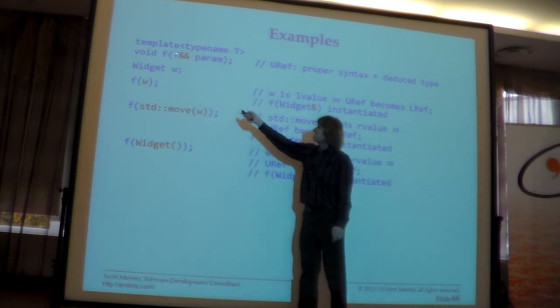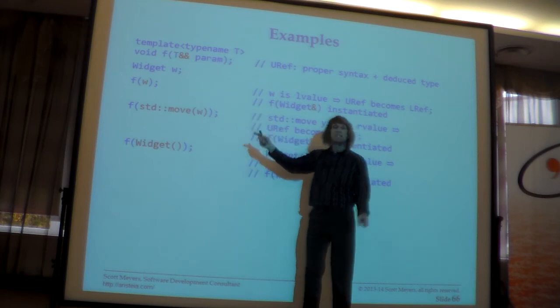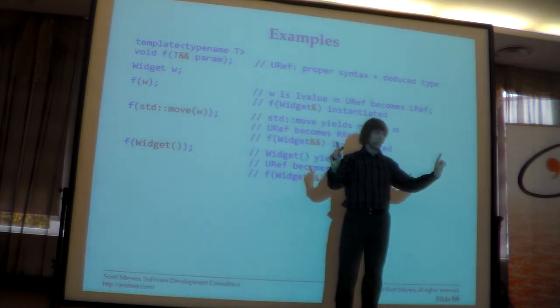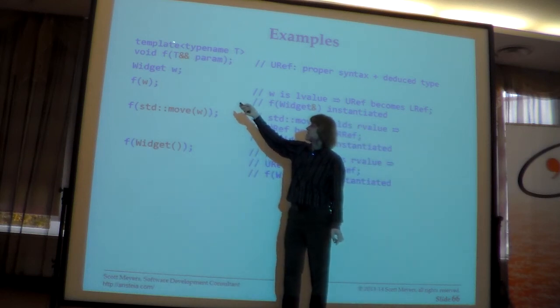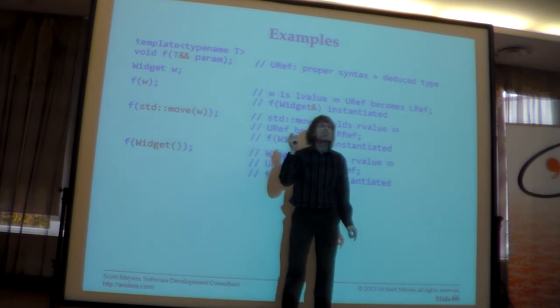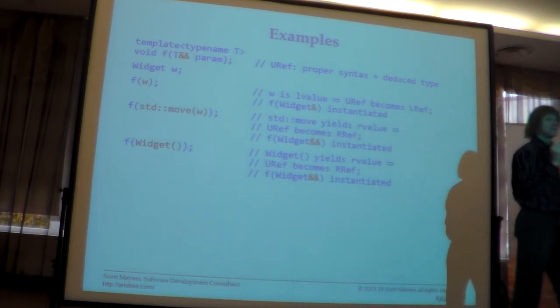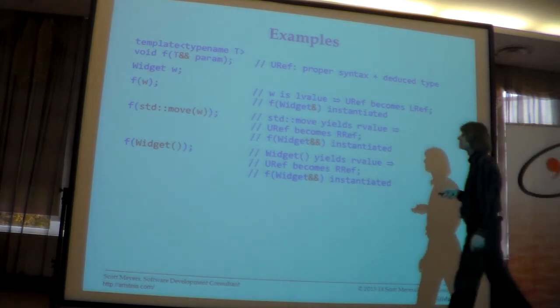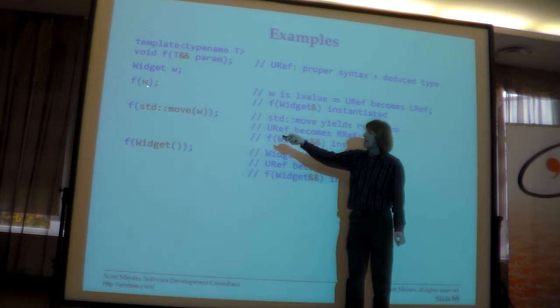I have a template that takes T&& as a parameter. Now, this is a function template. That means we have type deduction. It has the appropriate syntactic form, T&&. These two things mean it is a universal reference.